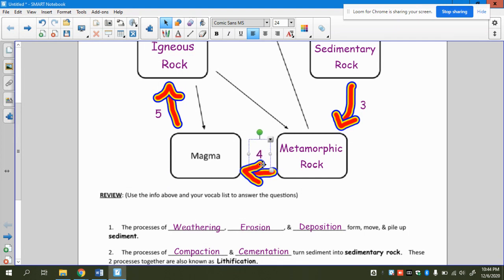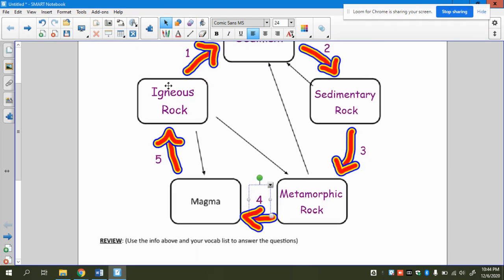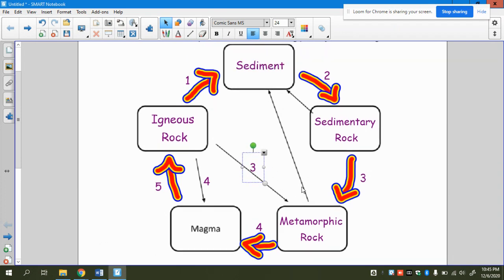And then we need to label those arrows inside. So igneous rock turning into magma, that just means it melted. So that's going to be a 4 as well. Any arrow pointing toward magma is always going to be a 4. It's always going to be melting, right? That's still going to be a 4. It's always going to be melting. Any arrow pointing at metamorphic rock is going to be heat and pressure, which means that's going to be, in our situation, a 3 right here.